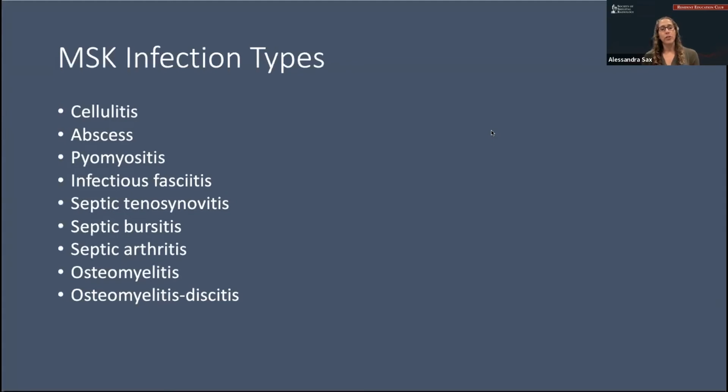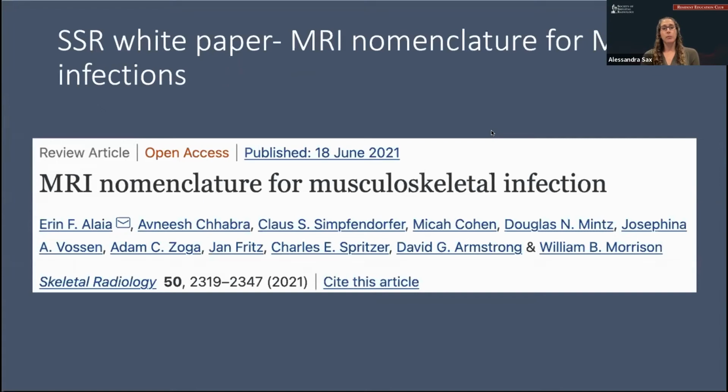This is just a brief overview slide of the range of musculoskeletal infections that we are going to talk about, starting from the more mild infections such as cellulitis to the more severe infections such as necrotizing fasciitis. Before I begin, I just want to give a shout out to this excellent crew of musculoskeletal radiologists who put together this paper for us, describing the different imaging appearances and how we talk about musculoskeletal infections. So here's a screenshot of that article. If you want to save it, bookmark it, it's super helpful.